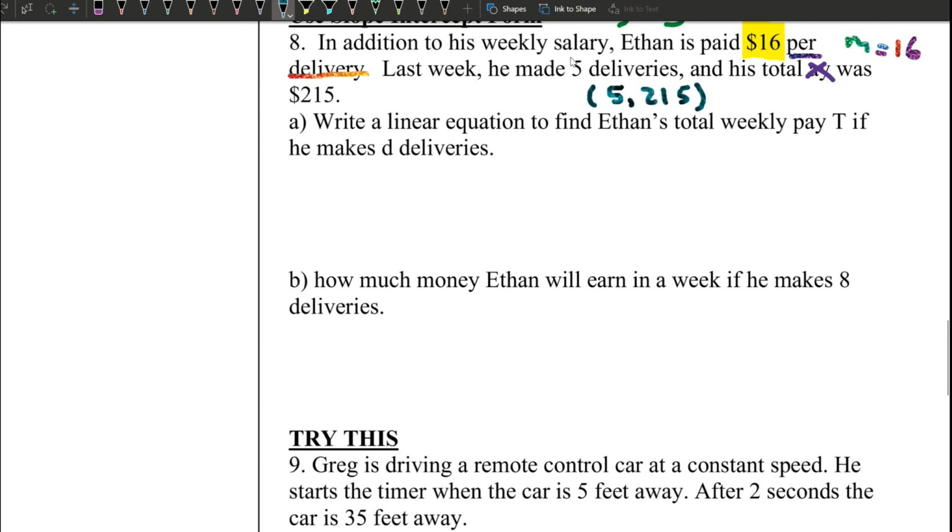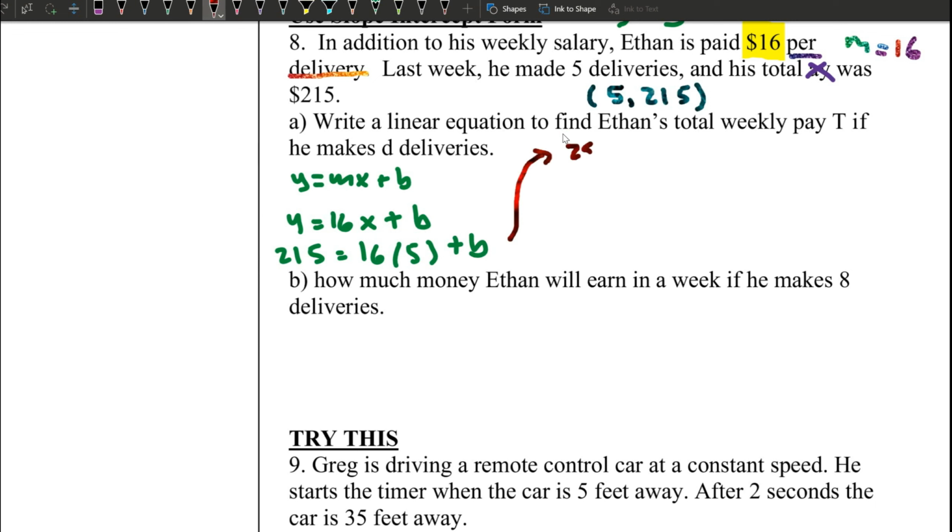One more time, in addition to his weekly salary, so he has a certain amount that he gets paid weekly, and then on top of that he earns $16 more for every delivery. So we know slope is 16, we need to find b. So y equal to mx plus b, right? So y equal to 16x plus b, in which y is 215. 16 times x is 5 plus b.